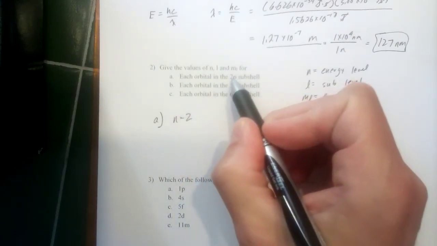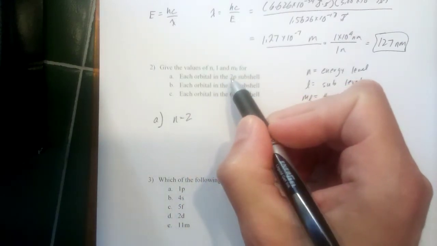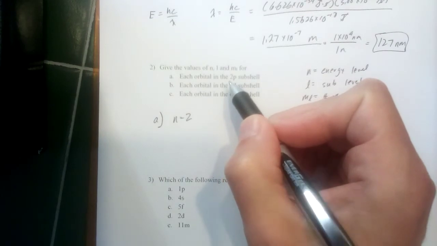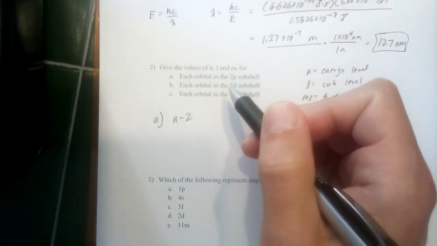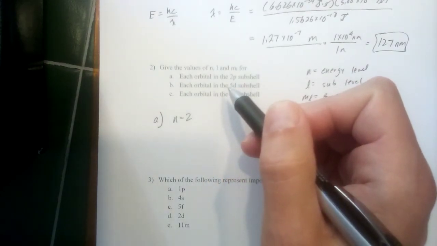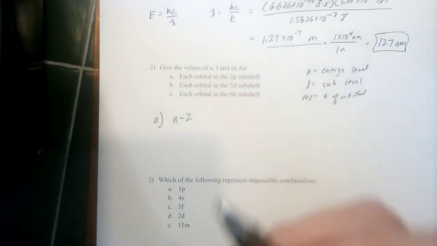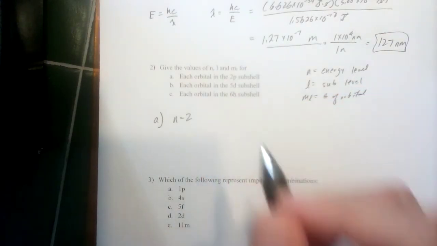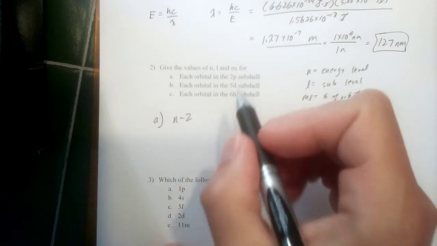N is this number that comes out in the front. That's whatever energy level we're talking about. If there's a problem on the test where I say, what is the energy level of the 2s orbital? Please say 2. That one is very disappointing to have to mark wrong on the test, since it's right there.